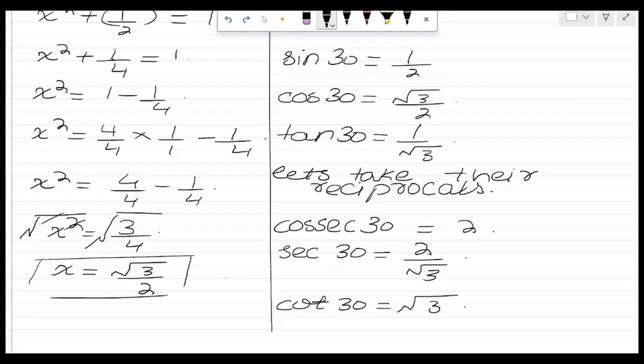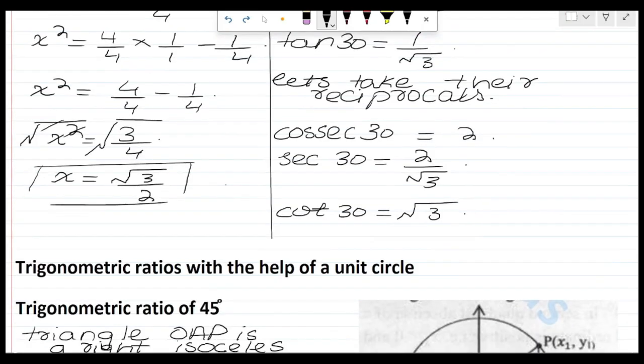So the reciprocal of sine theta will be cosec theta, and you will just swap the values. The denominator will go to the numerator and the numerator will go below. So that is 2. Same as for sec 30, instead of under root 3 by 2, that will be 2 divided by under root 3. And for cot theta, instead of 1 by under root 3, you can just write under root 3 by 1 or simply under root 3.